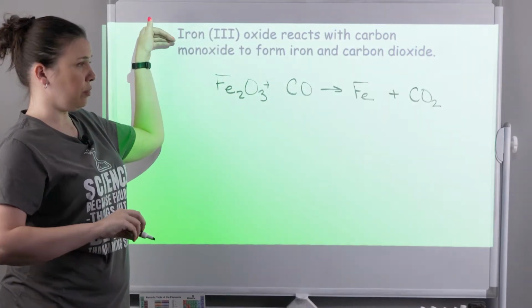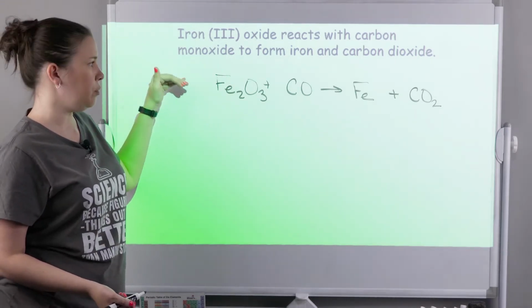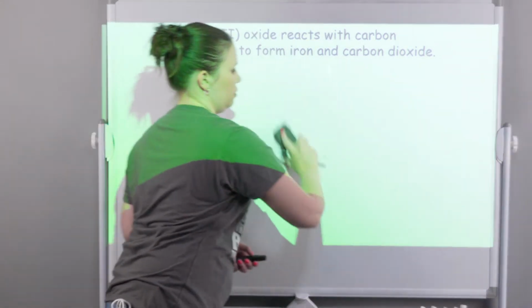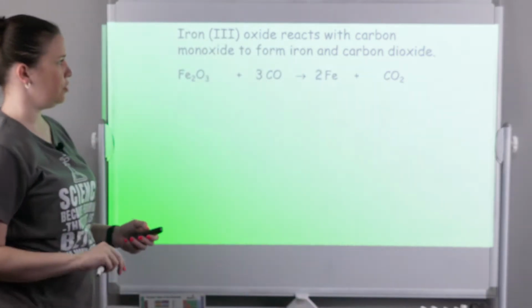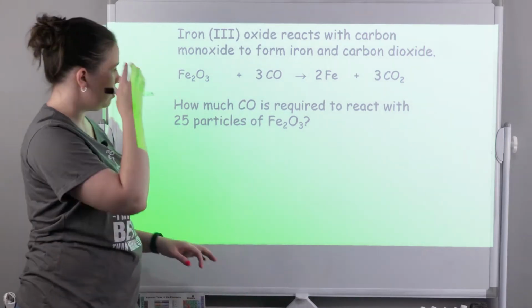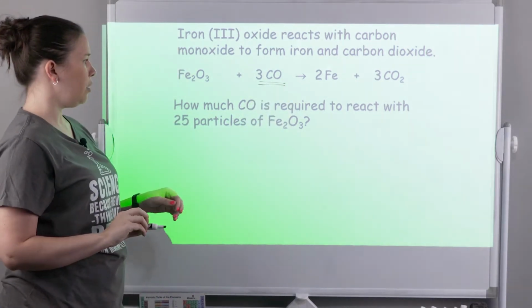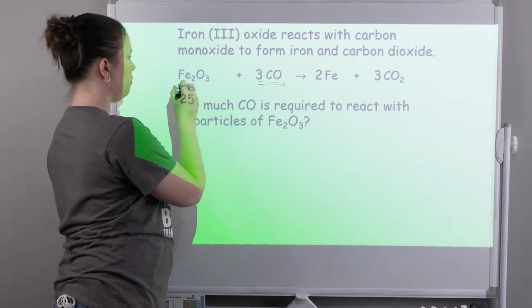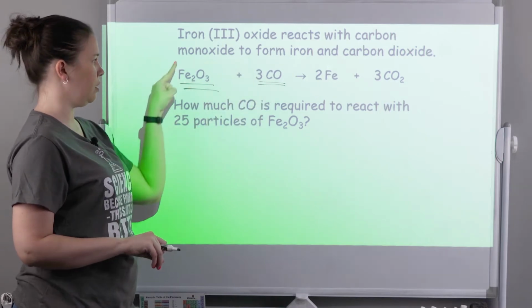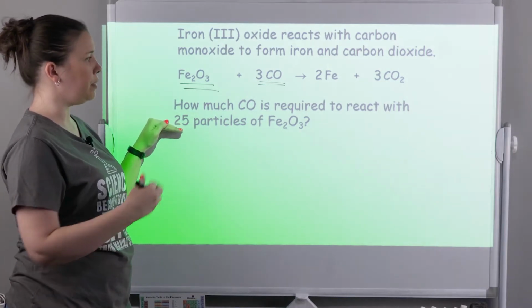So here I've translated my equation into formulas. The next thing that I need to do is balance it. What would be this balanced equation? We need to add our coefficients. With coefficients, we can construct a balanced equation. Now we're ready to look at one of the math problems. This question asks how much carbon monoxide, one of our reactants, is required to react with 25 particles of Fe2O3. So it's asking if it takes 3 times more carbon monoxide than it does iron 3 oxide, then how much of that would that be?